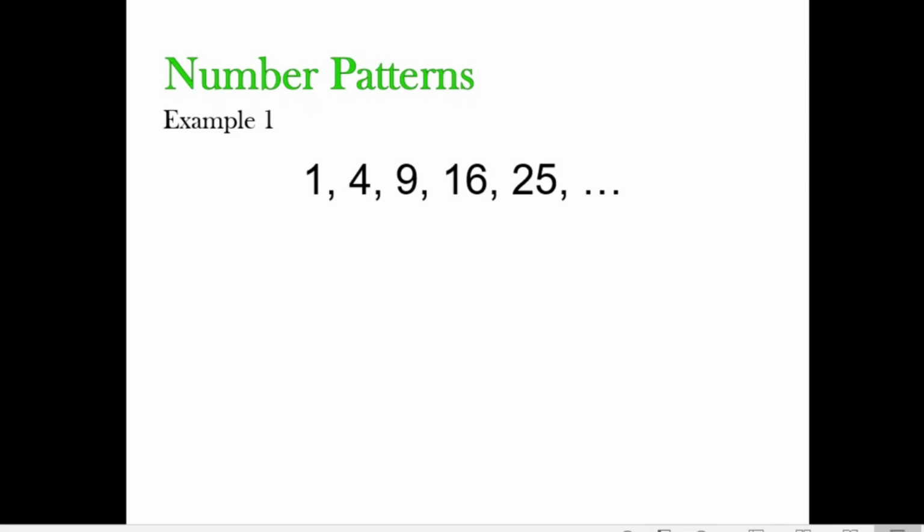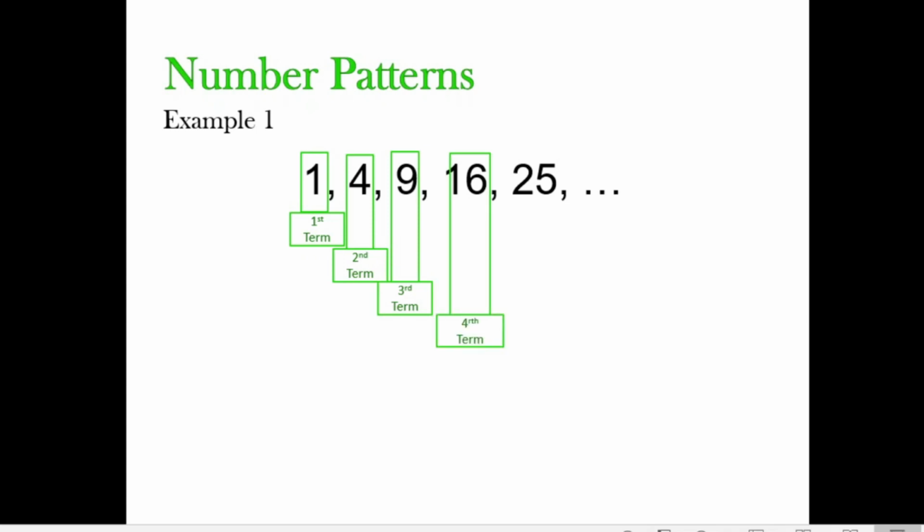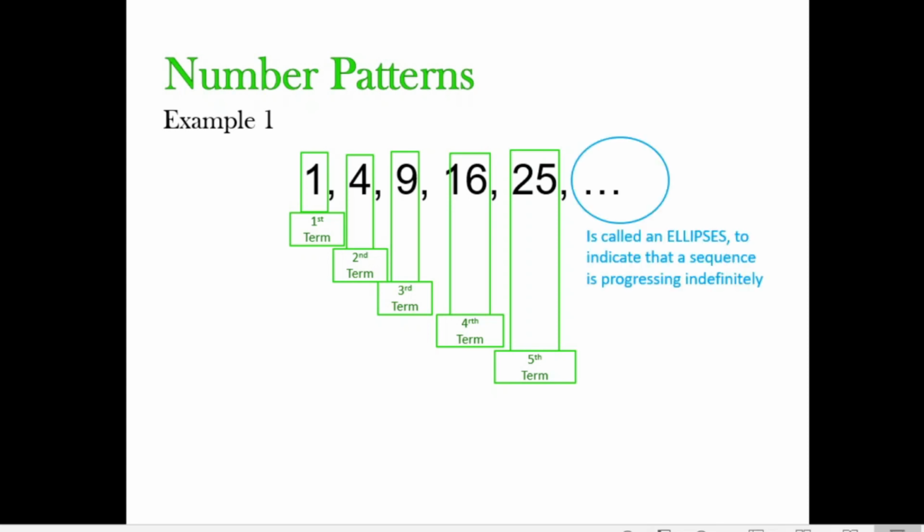Here is our first example of a number pattern or a sequence. It is a sequence whose first term is 1, second term is 4, third term is 9, fourth term is 16, and fifth term is 25. The character that we see here, read as "...", is actually called an ellipsis, and that indicates that the sequence is progressing indefinitely. That means that the number of elements in our sequence is infinite.